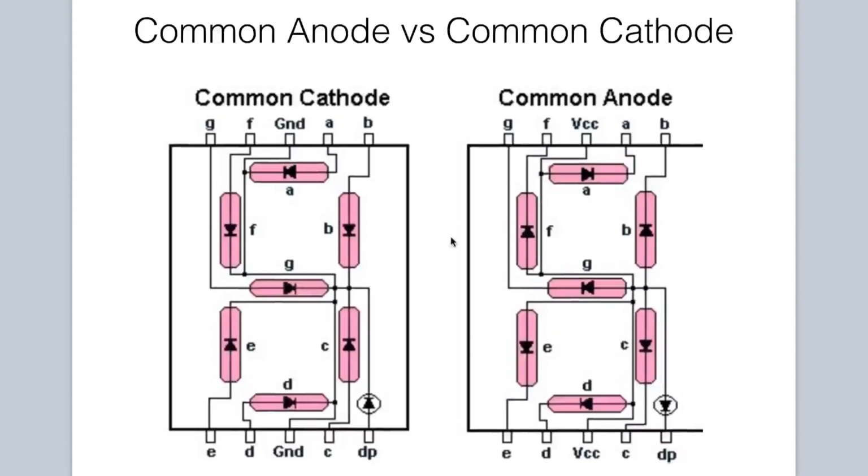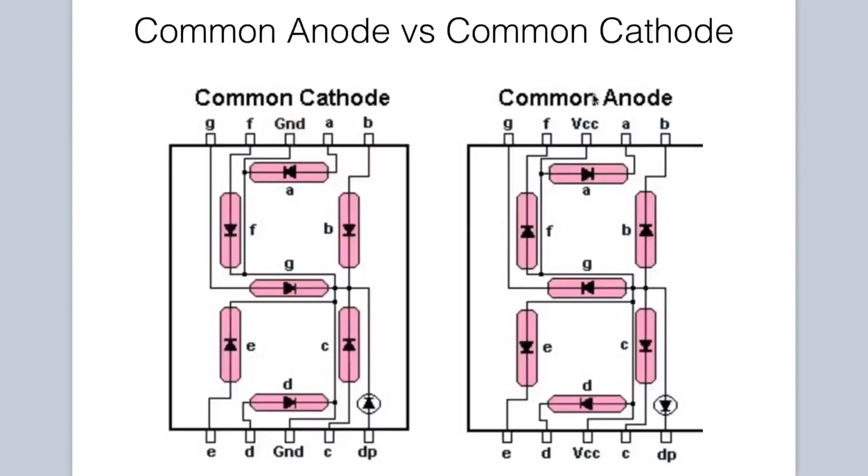Let's quickly discuss the difference between common anode versus common cathode 7-segment displays. For a common cathode, which we will be using for our project, the common pins, which are pins 3 and 8 are connected to ground. This means that in order to light a segment or turn it on, you need to apply a high voltage so that the current can flow into the LED and then back into ground to turn it on.